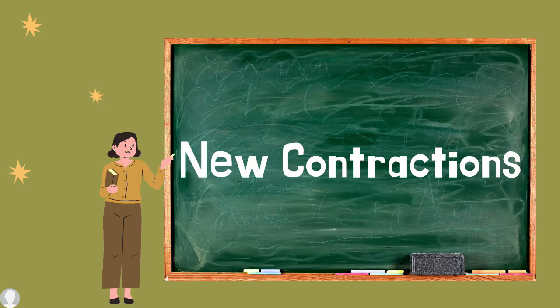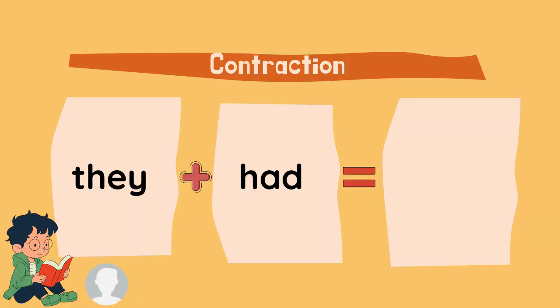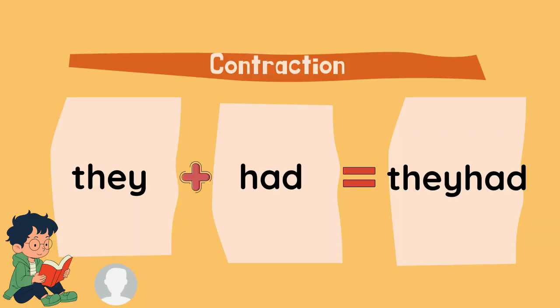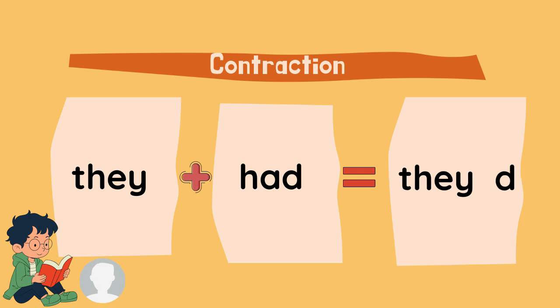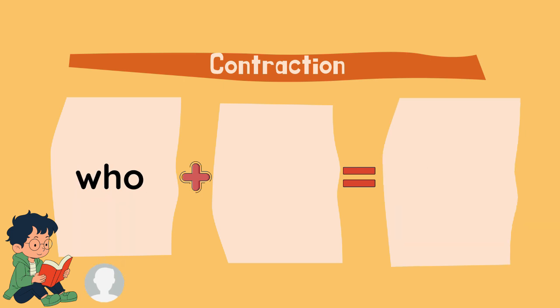Now it's time to learn some new contractions. They plus had. Smash the 2 words together. Push out the letters H, A. Add an apostrophe. Now you have they'd.